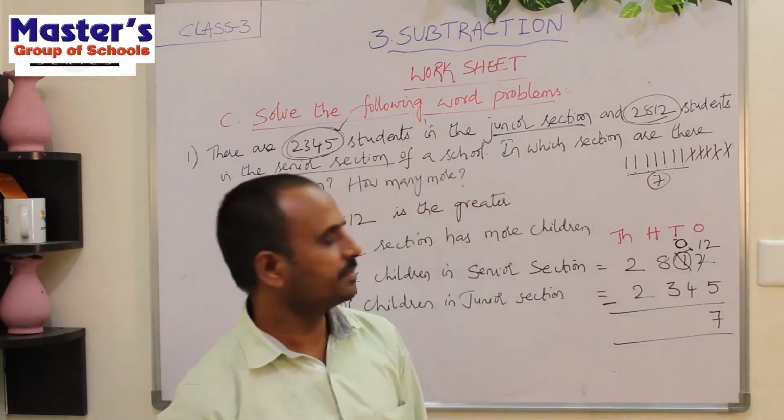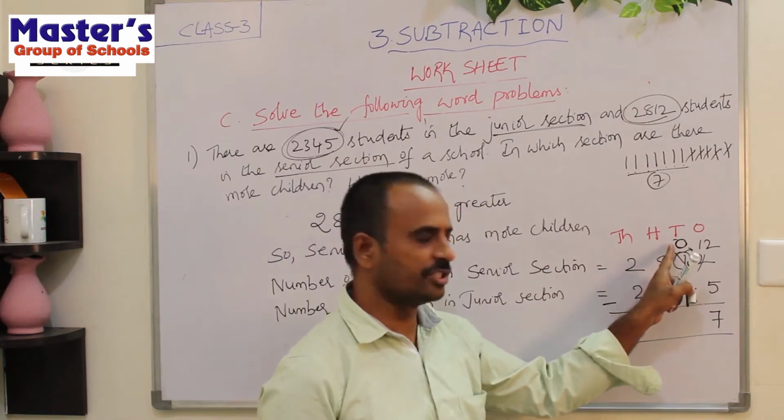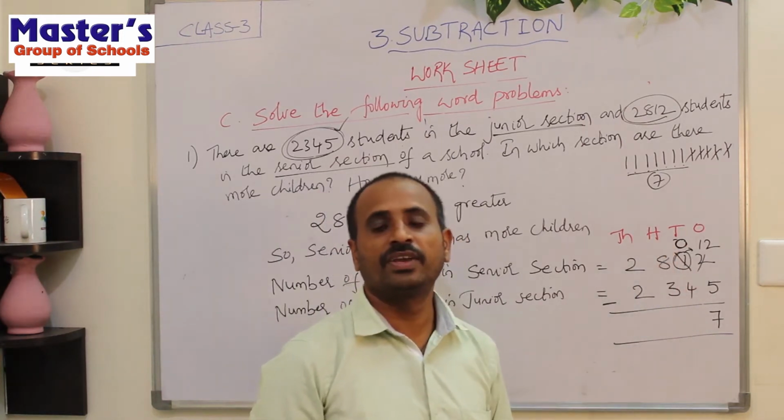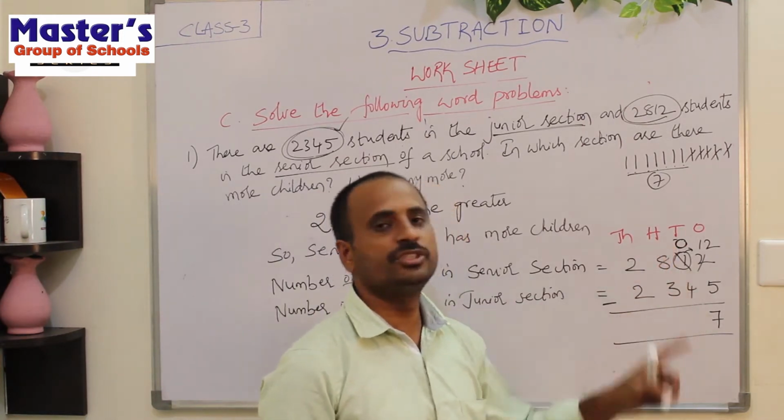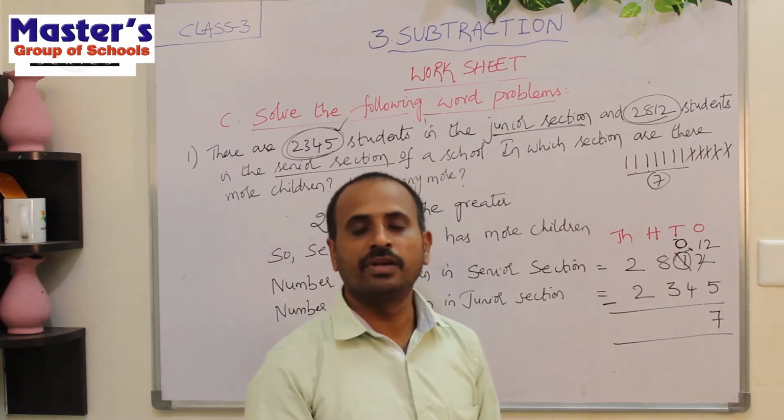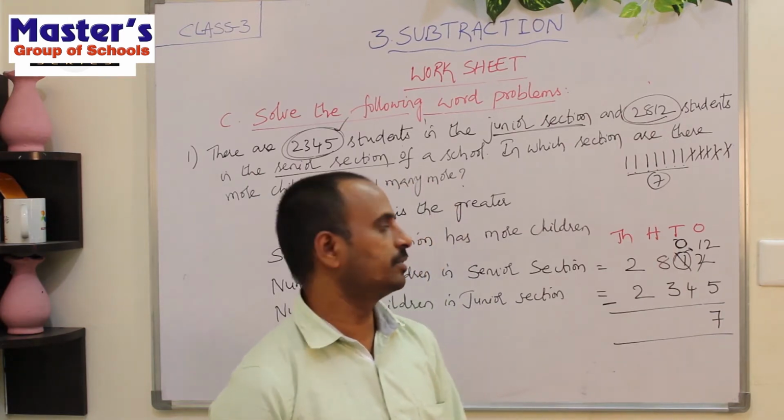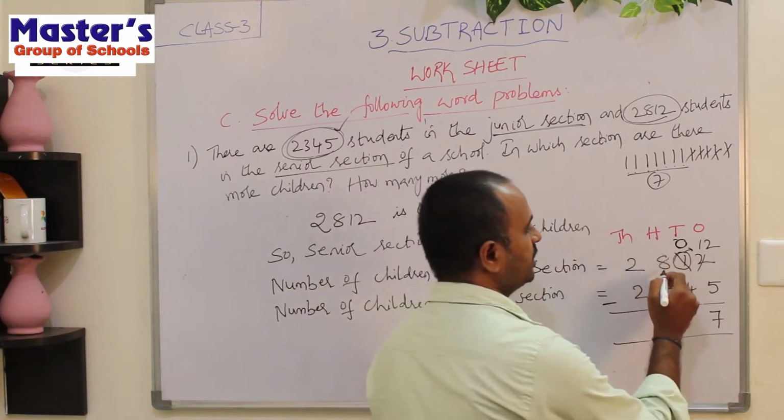Now go to the tens place. The first number is 0. The second number is 4. We cannot subtract 4 from 0. Now again we have to borrow from its next place. What is the next place? Hundreds place.